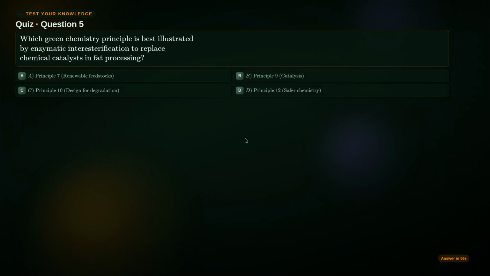Quiz question 5. Which green chemistry principle is best illustrated by enzymatic interesterification to replace chemical catalysts in fat processing? Option A, Principle 7, renewable feedstocks. Option B, Principle 9, catalysis. Option C, Principle 10, design for degradation. Option D, Principle 12, safer chemistry. Consider why enzymes are used in the first place.